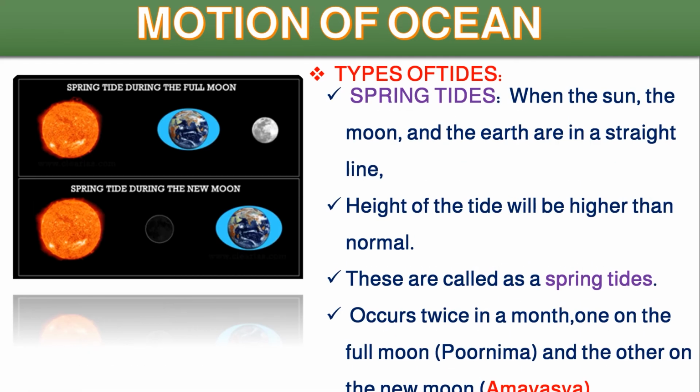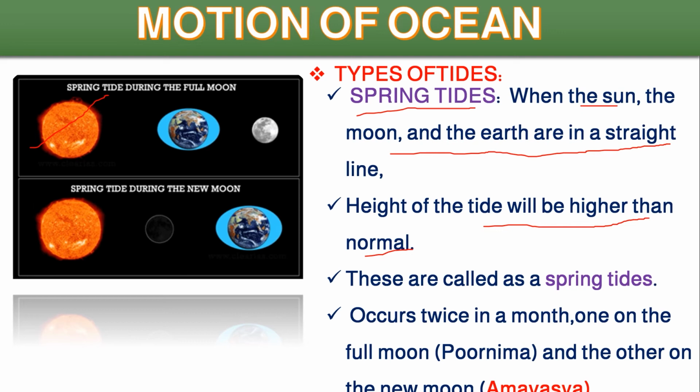Now let's understand the different types of tides. The first one is called spring tides. So what is it? When the sun, the moon and the earth are in a straight line. See here, this first picture. The height of the tide will be higher than normal. That is called a spring tide. So when the earth, moon, and the sun are in a straight line, spring tides occur.